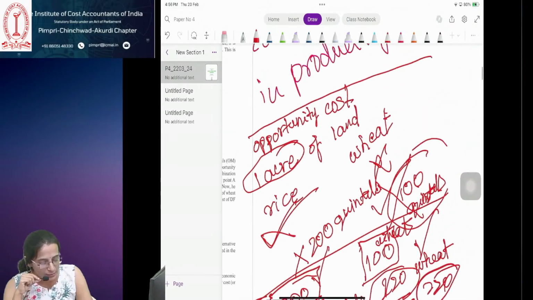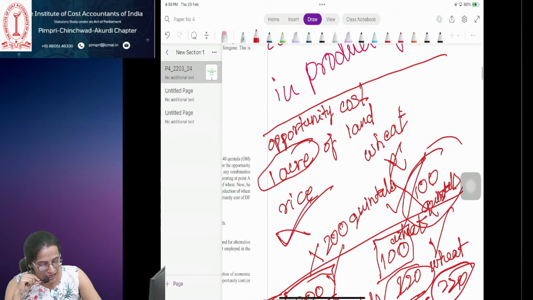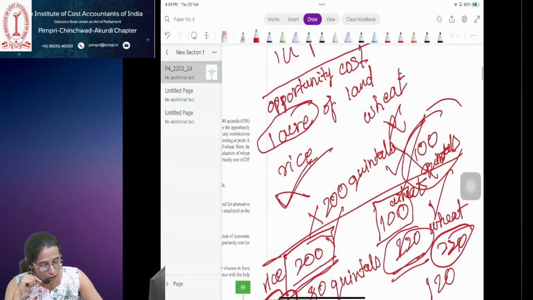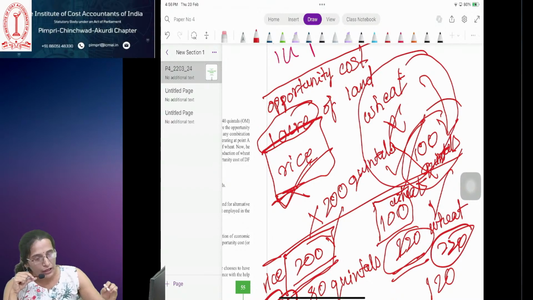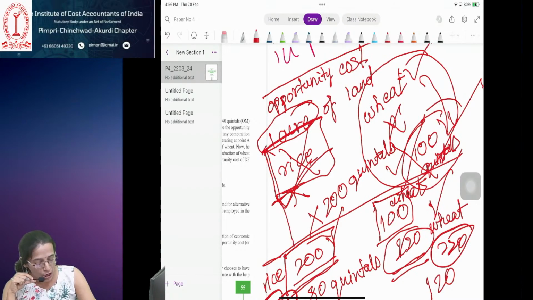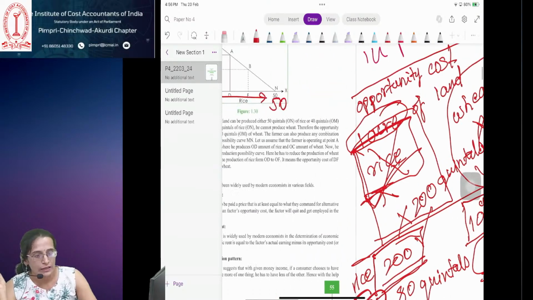Here in this example, we saw, right? 1 acre of land, rice 200 quintals, wheat 100 quintals. If I use it completely for rice, I will forgo wheat, 100 quintals. So the opportunity cost for rice will be 100 quintals of wheat. If I completely use it for wheat, I will not produce rice. So the opportunity cost of wheat is 200 quintals of rice, right? Clear, Saili?